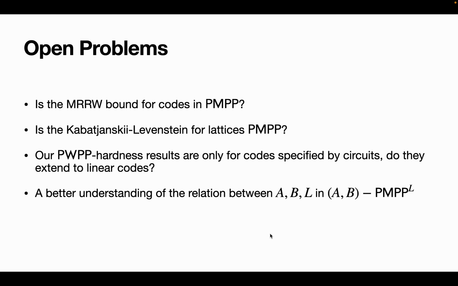And finally, we'd just like an understanding of this hierarchy that we've defined. What exactly is the relationship between these parameters A, B, and L? When do they collapse? When are they black box separable? And when are they just completely separate?